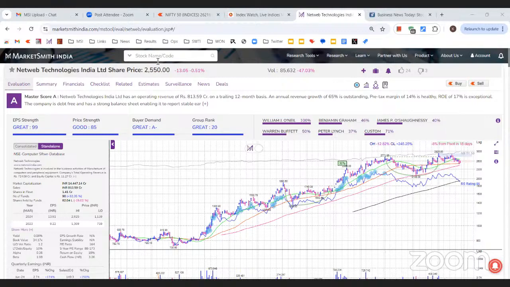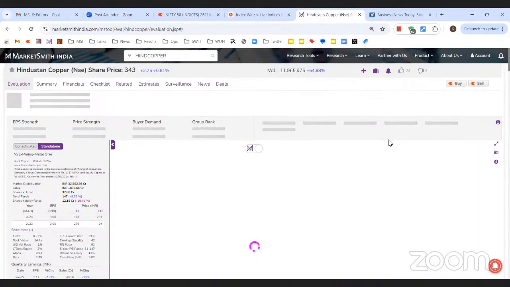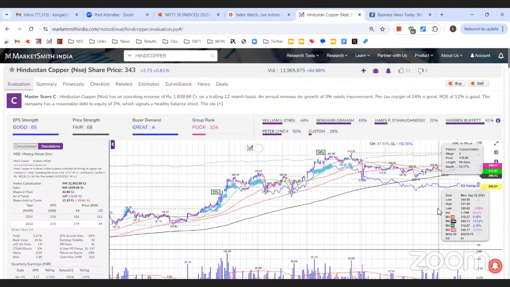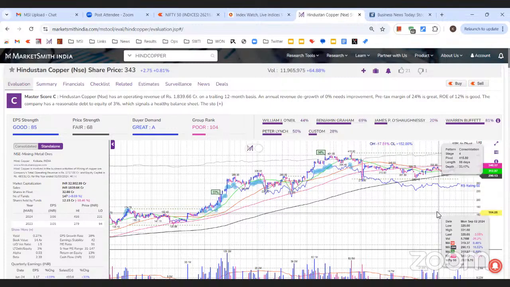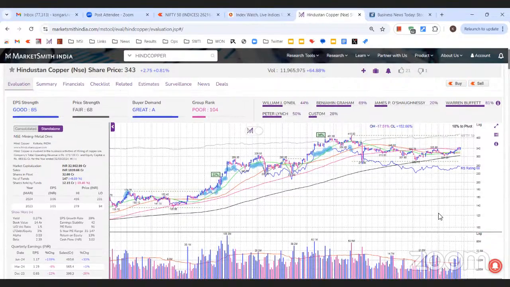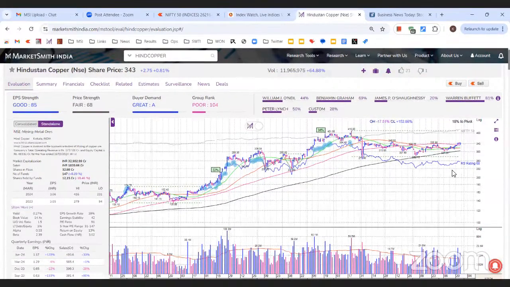Okay, let's take the stock queries now. One is on Hindustan Copper. So again, like I discussed about the China thing, the good stimulus, the international markets of the metals are booming. It is forming a stage 4 base. Recently, it reclaimed its key moving averages. And you can see the accumulation over the last few days has been really good.